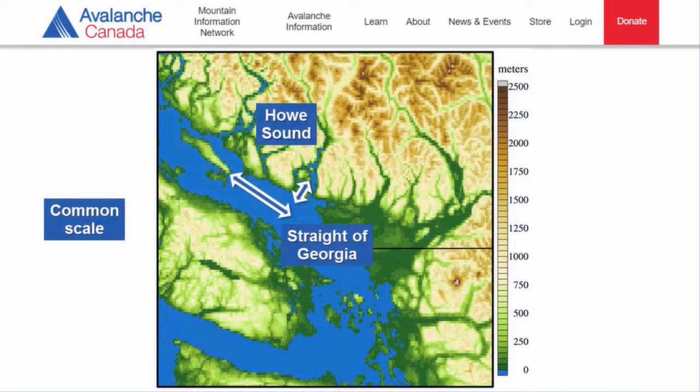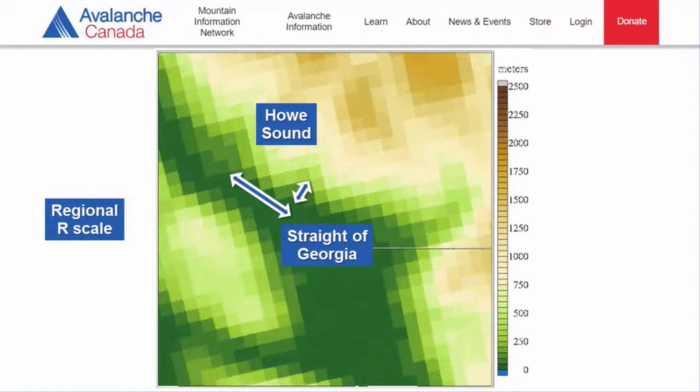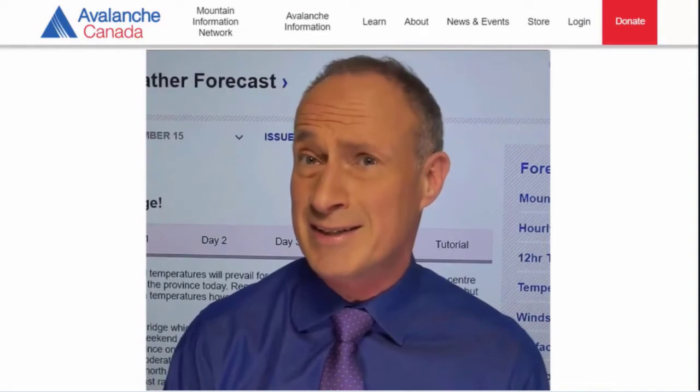Here's the South Coast. The next 3 maps show how resolution affects terrain. First, the high-res terrain. Next, the medium-resolution regional model. And finally, the global terrain where Howe Sound disappears completely. So don't use a global scale model for a marine forecast in the Sound.